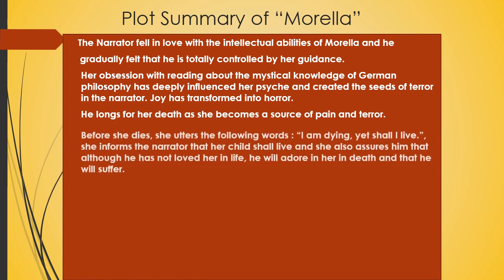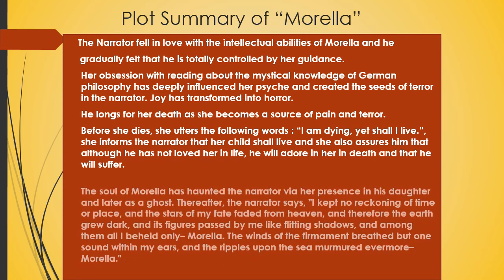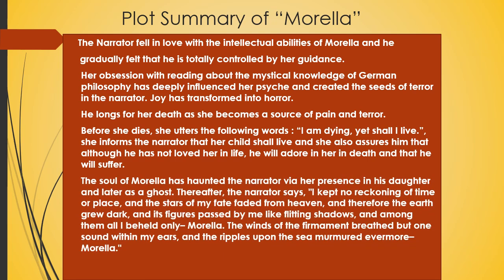Her interest in mystical knowledge about questions of life and death has led her to delve into what Poe called the ashes of dead philosophy, reading the works of great German philosophers such as Johann Fichte and Friedrich Schelling. The second phase marked the transformation of the psychological as well as the physical state of Morella, as she kept reading about mystical knowledge.